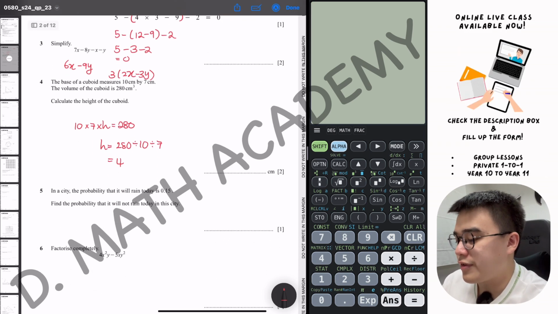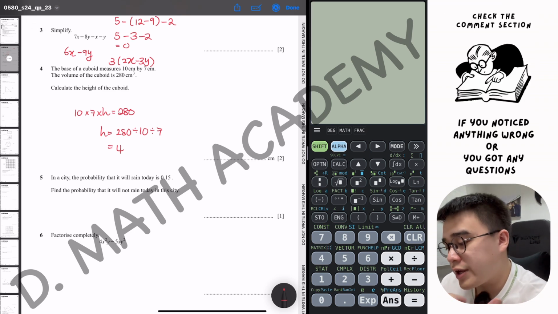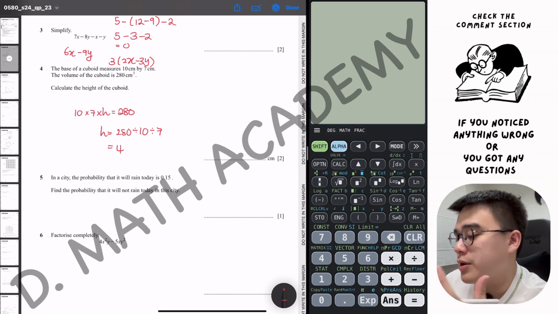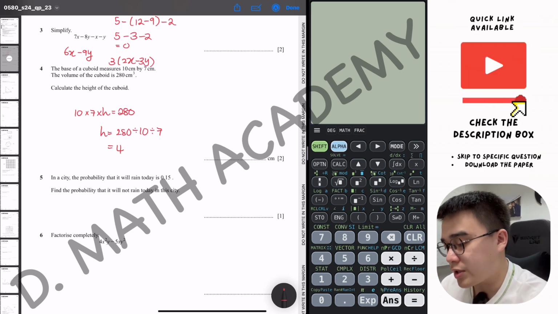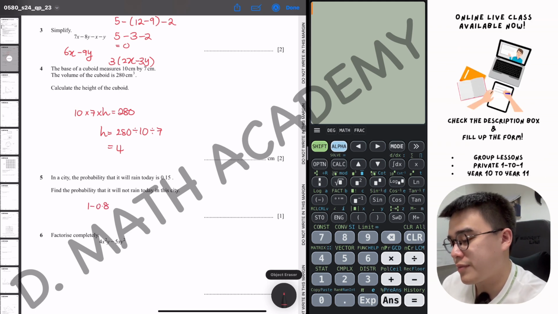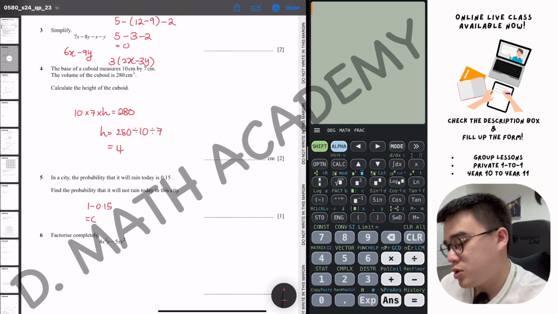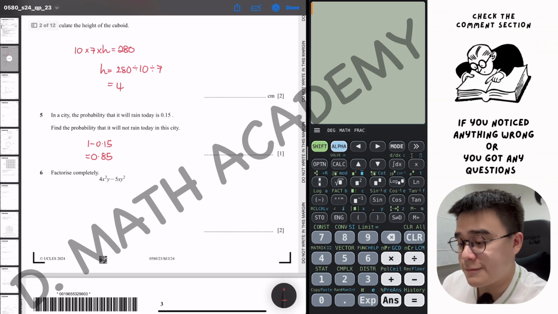Question 5, finding the probability that it will not rain today. Over here, they're testing you on whether you remember the total probability is 1. So 1 minus 0.15, the answer should be 0.85. Okay. So far so good. Seems pretty easy.